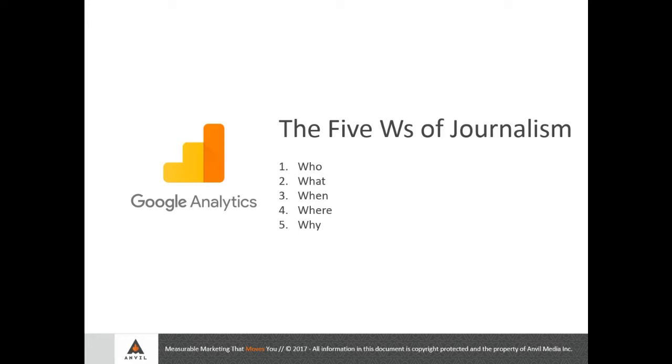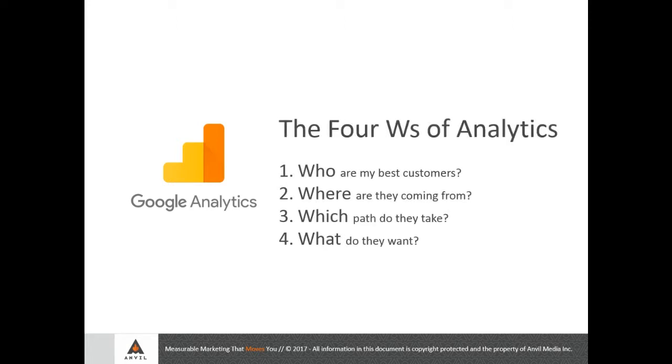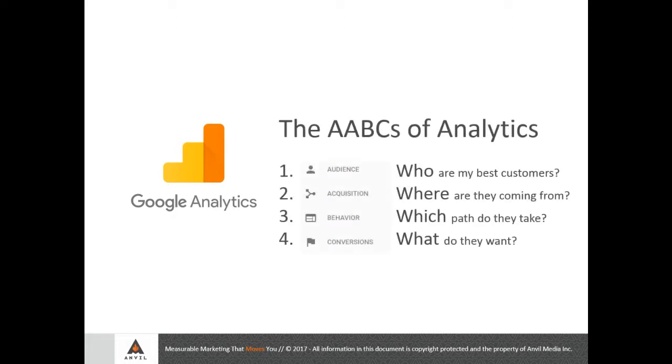Once you have a purposeful question, the next step is knowing where to find the answers to these questions. And I'm going to walk you through that process. So you're probably all familiar with the 5 W's of journalism: who, what, when, where, and why. But in Google Analytics, I like to think there's 4 W's of analytics. That's who are my best customers, where are they coming from, which path do they take, and what do they want? And the answers to these 4 questions in analytics are generally found in the ABCs of analytics: audience, acquisition, behavior, and conversions.